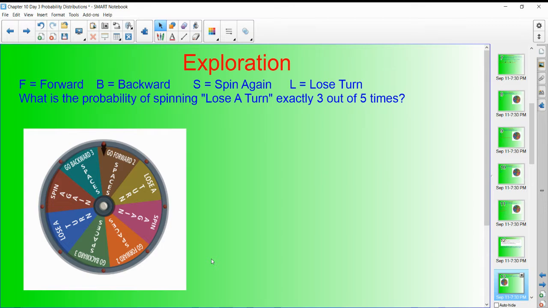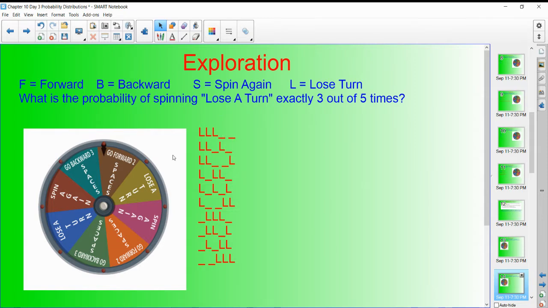What is the probability of spinning lose a turn exactly 3 out of 5 times? So we're going to spin the wheel 5 times, and I want to know the probability that I get lose a turn 3 out of those 5 times, exactly 3. So what I could do is list all of the ways I could lose a turn exactly 3 times out of 5, and these other blanks would be anything but lose a turn. So I see there's 10 different ways for me to lose a turn exactly 3 times. And I could figure out how many different total ways, but that would take a long time if I wrote the entire sample space. So we do it slightly differently.